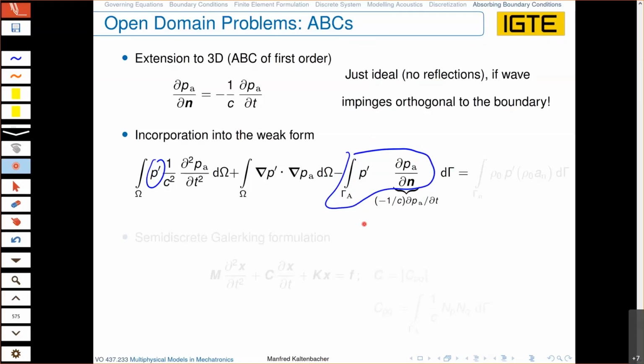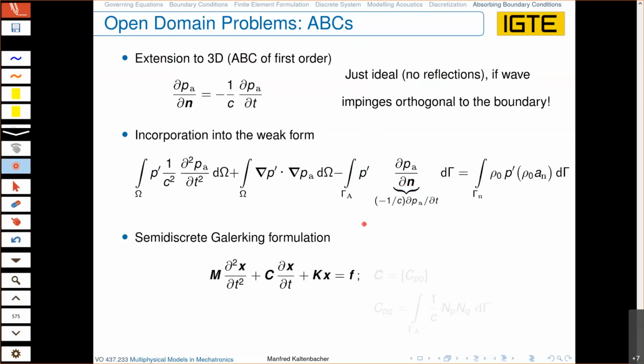You know, we call a matrix a mass matrix because it's multiplied with second order time derivative, a damping with first order, and the stiffness matrix directly with the unknown. Which means at the end that we have here this formulation, and we get here this additional matrix, which is multiplied by the first order time derivative of the acoustic pressure, or it's the same if you use the acoustic potential formulation.